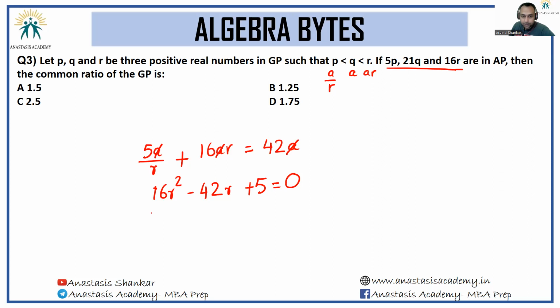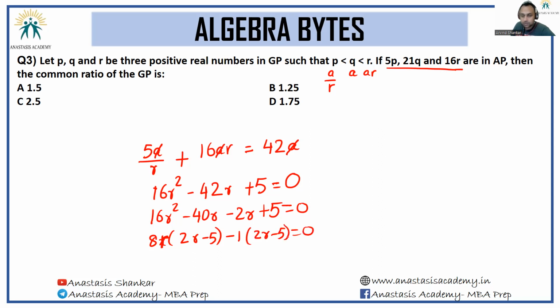Now I can break down 16r² minus 40r minus 2r plus 5 is equal to 0. So 8r is common. I get (2r minus 5) times (8r minus 1), so 2r minus 5 is equal to 0. So r is equal to 1 by 8 or 5 by 2.